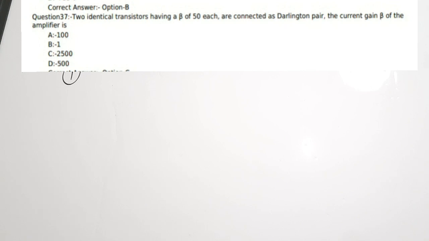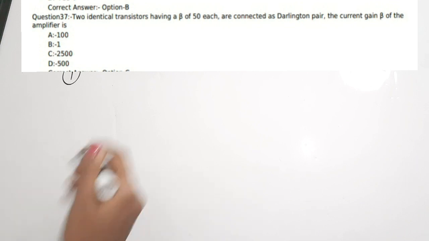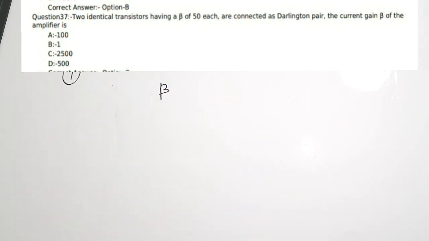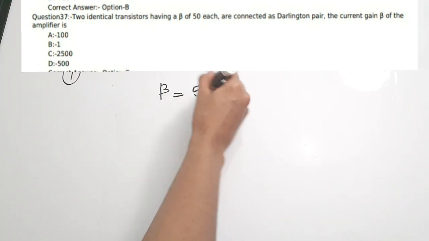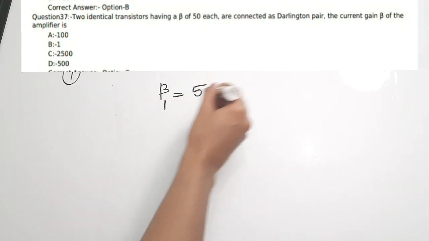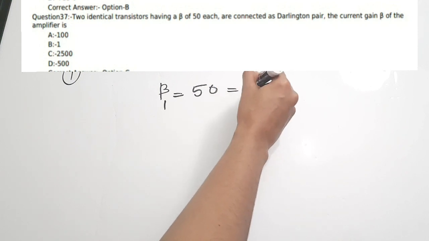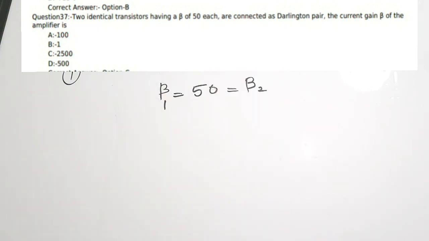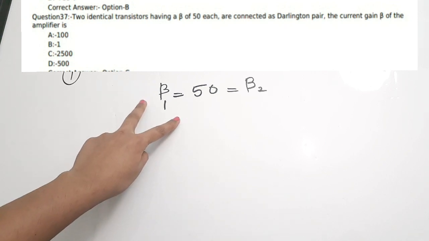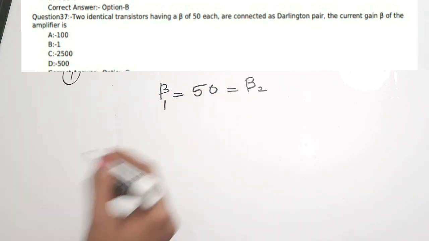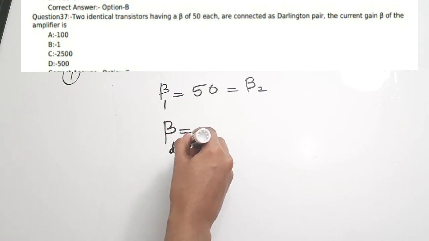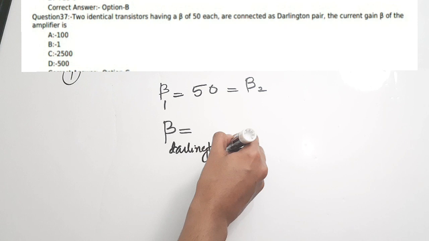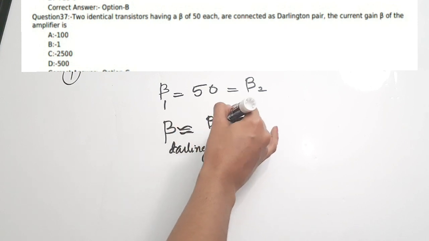Here we are using two identical transistors of beta. Beta is the common emitter current gain. So the value of beta is equal to 50. There are two transistors, so beta 1 is equal to 50, that is equal to beta 2. Now, when a Darlington pair is formed out of these two transistors, the overall gain, beta Darlington, will be approximately equal to beta 1 into beta 2.